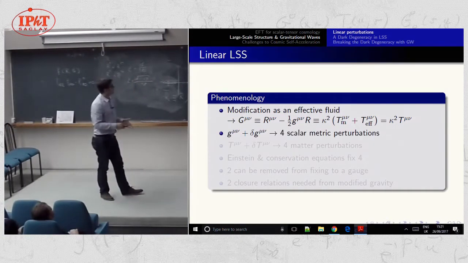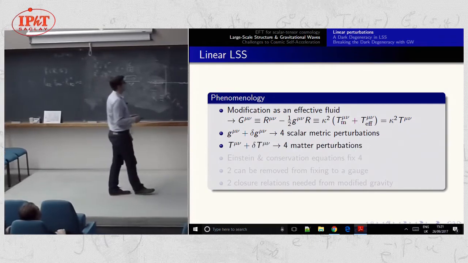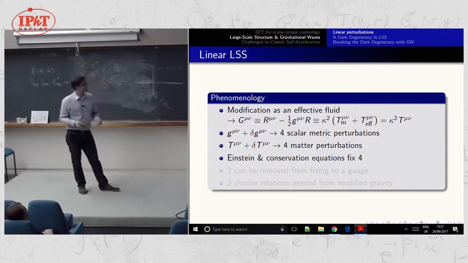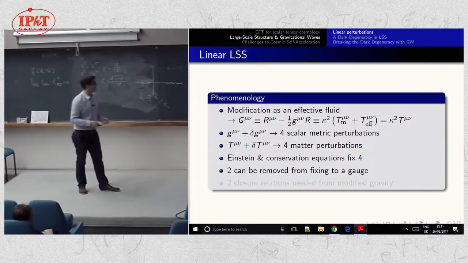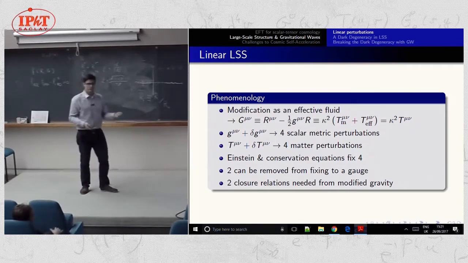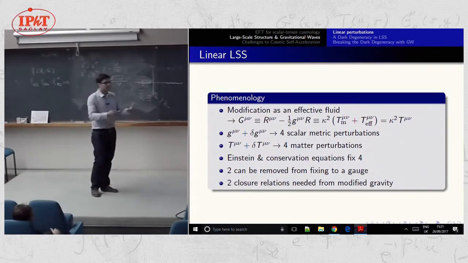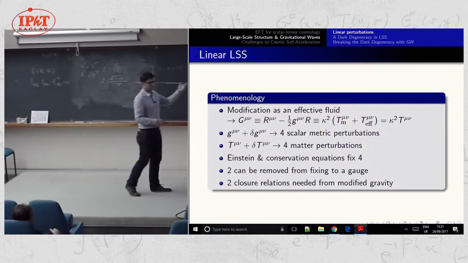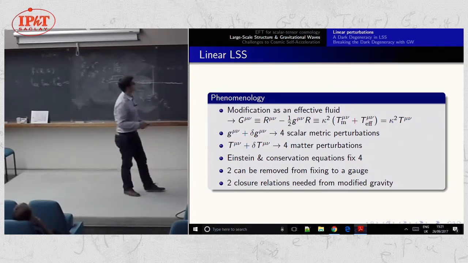So we have here 4 scalar metric perturbations, 4 matter perturbations. Then we have the Einstein conservation equations that fix 4 of those. And 2 can be fixed by adopting a particular gauge. And so we really just need 2 closure relations to close the system of differential equations. And those are typically what our gravity theory feeds us, if you take GR or modified gravity theories.